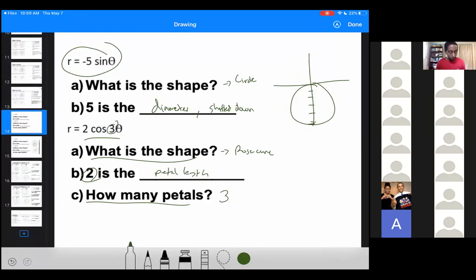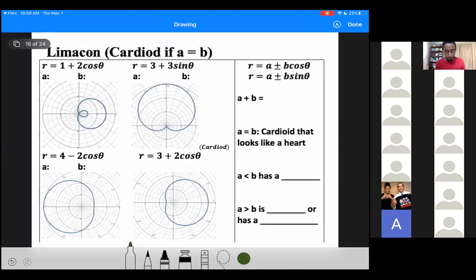Let's talk about limacons. Okay. So limacons are going to be kind of like, they look like a heart, I guess you could say, kind of, depending on the values. So let's look at all of these. So the general form of a limacon is going to be r equals a plus or minus b times cosine, or r equals a plus or minus b times sine. So now the difference between these is you have a number plus and then cosine or sine, okay?